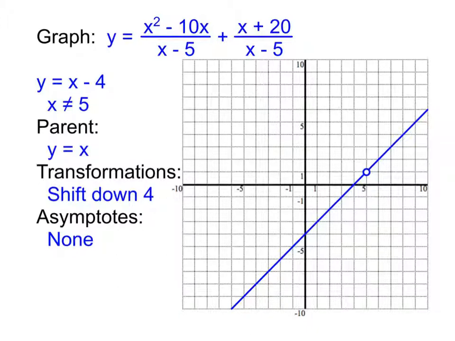So this is then our final graph. So you can see the simplifying process sometimes is going to give you different shapes of graphs. You have to let the resulting equation tell you about what it's going to look like.